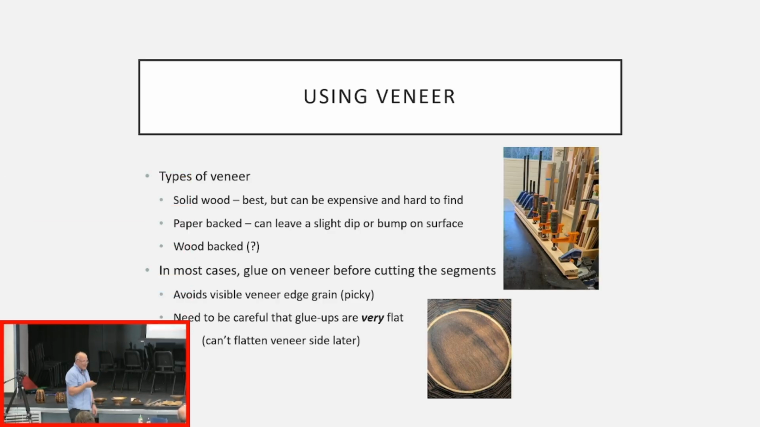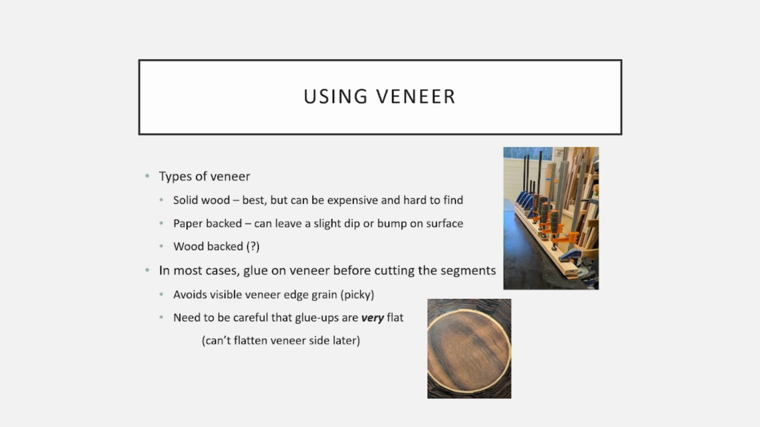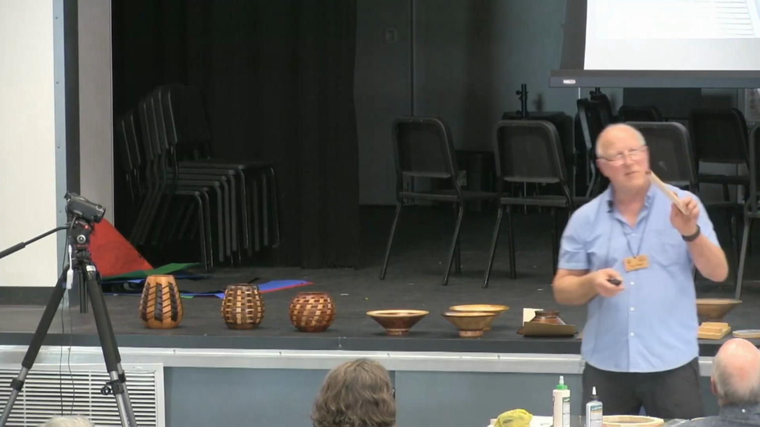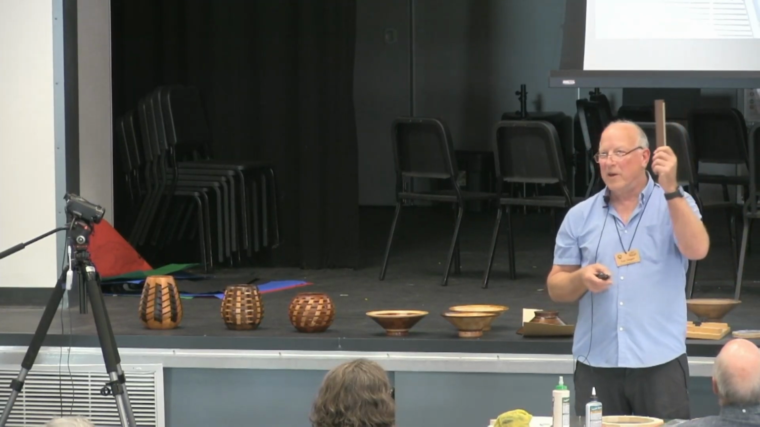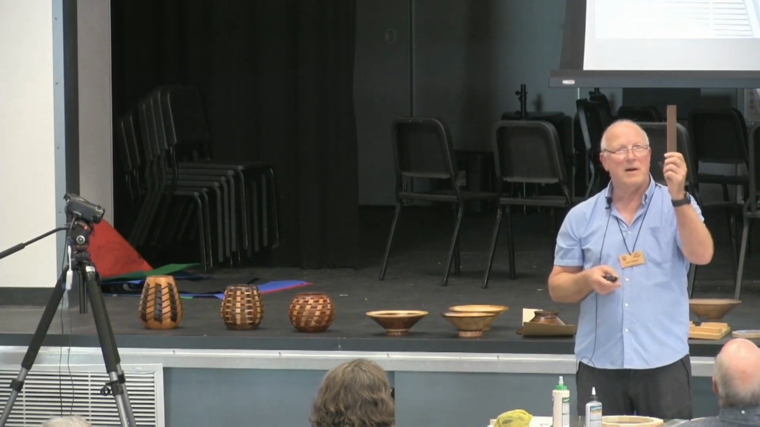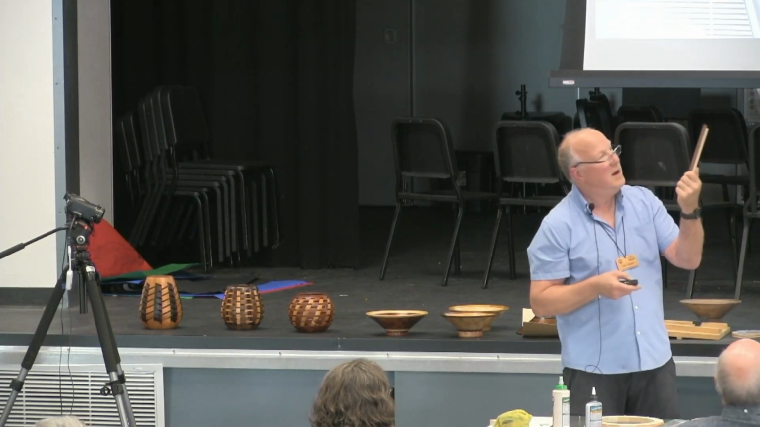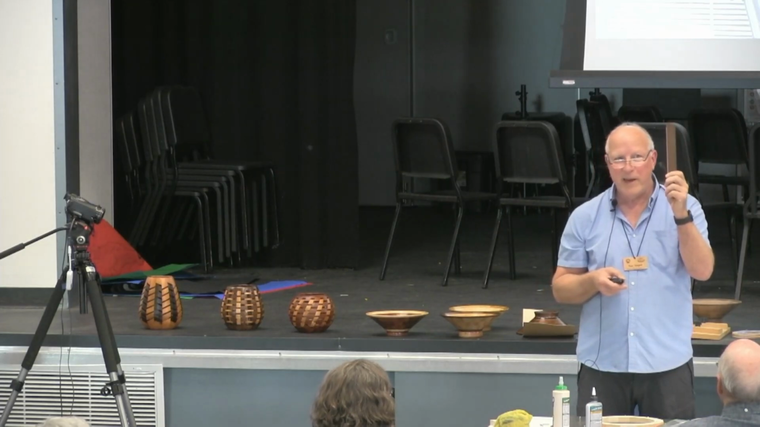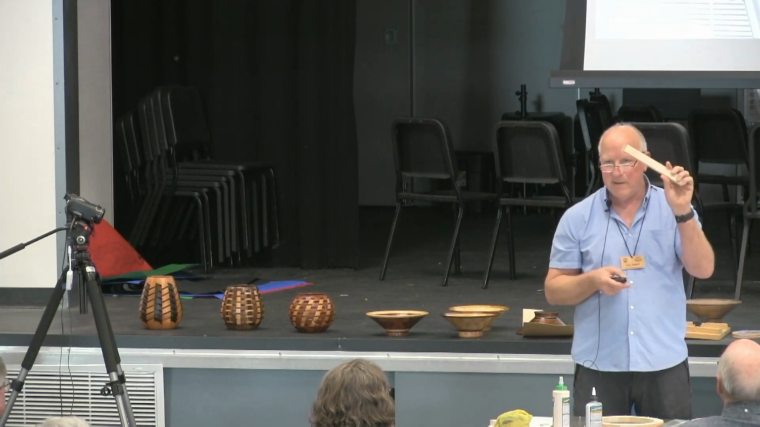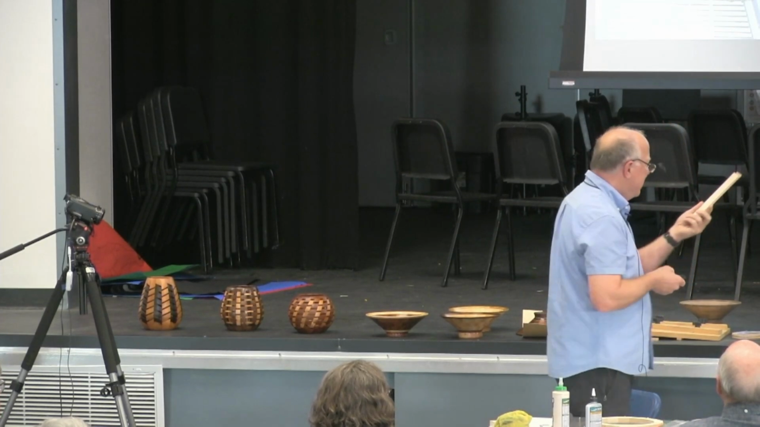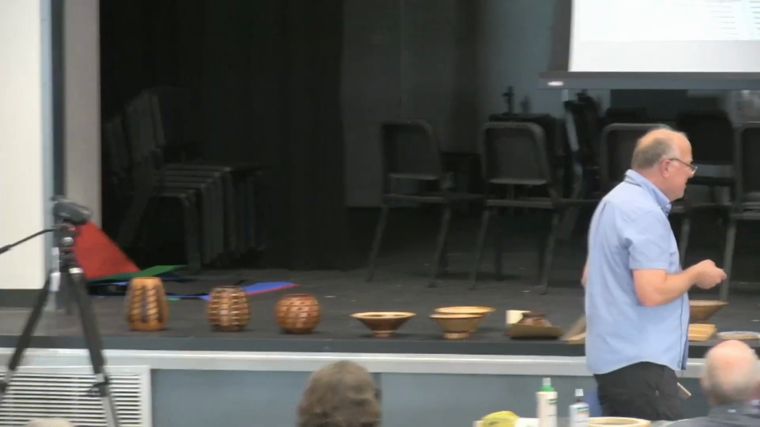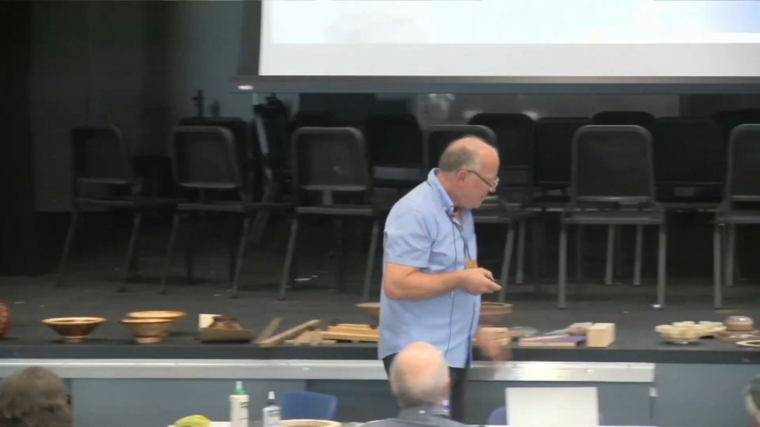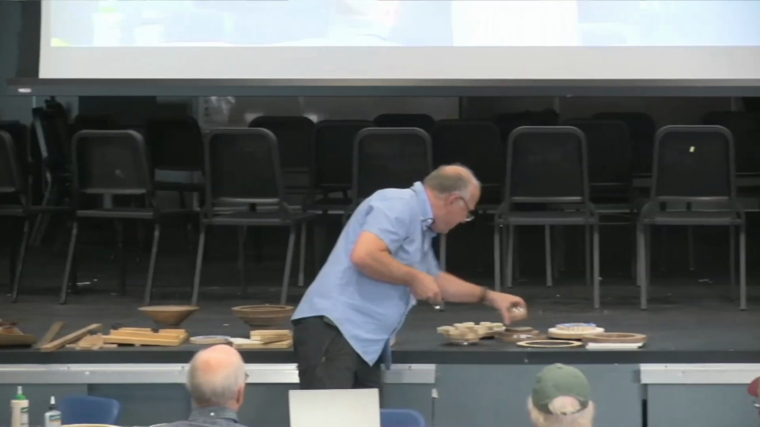Okay, in most cases, what you want to do is glue the veneer onto the boards before you cut them. So this is just a piece of wood and I've glued on this paperback veneer. I'll clamp it, let it sit, dry overnight before I cut them into segments, right? Not too difficult.